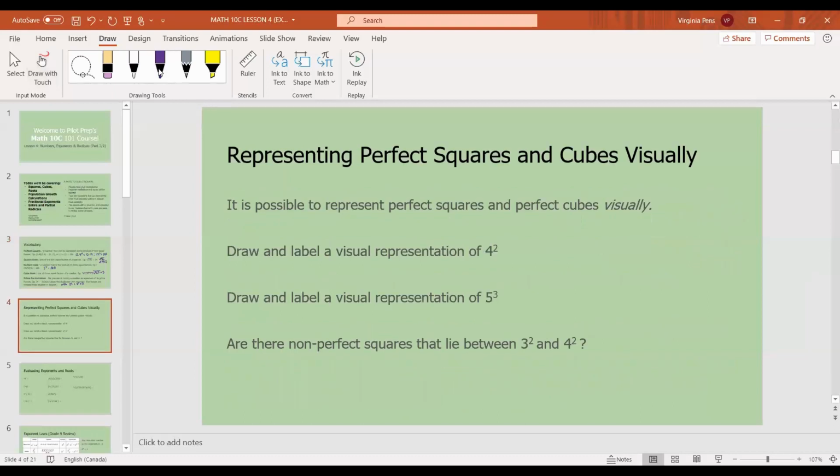Okay, let's move on. Representing perfect squares and cubes visually. It is actually possible to represent these concepts visually. If I told you to draw and label a visual representation of 4 squared, what would it look like? Well, it would look just like a square, with all the sides equal to 4, because 4 squared is a 2-dimensional object. Let me grab a different colored pen. Each of its sides is equal to 4.